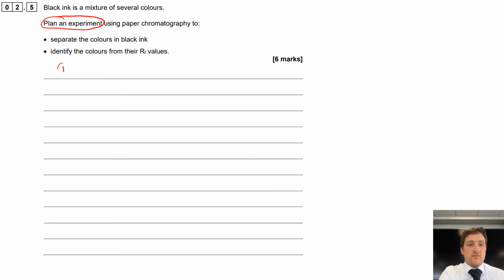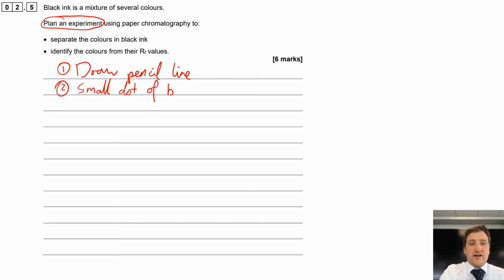Well, let's put our steps down. What are we going to do? Well, what do we always do? We draw a pencil line when we do chromatography. Draw a pencil line and then put a small dot of black ink. Why black ink? Because it says it in the question. So a small dot of black ink. Okay, that pencil line is really important. Okay, you can say it's near the bottom of the paper as well. Put our small dot of black ink.